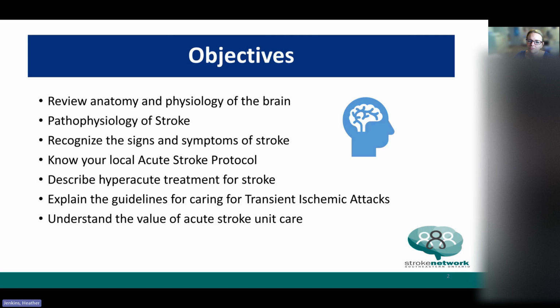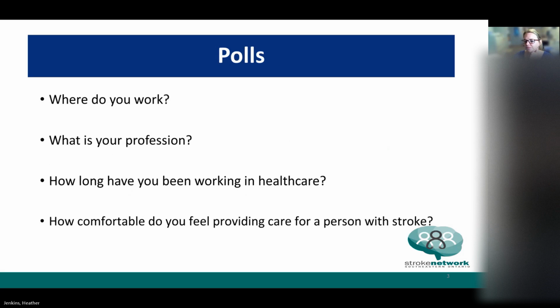So the objectives for today, I will take the first little bit and we will do a review of anatomy and physiology of the brain and some pathophysiology of stroke, as well as touching on the signs and symptoms of stroke and how they relate to brain anatomy. And then Kayla's going to dive into more about acute stroke protocols and best practices for hyperacute acute treatment, explain the guidelines for caring for transient ischemic attack, and understanding the value of acute stroke unit care.